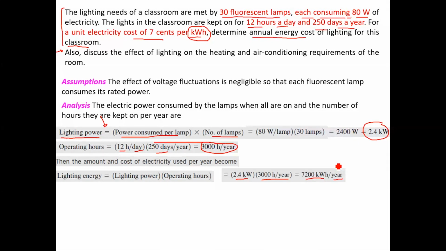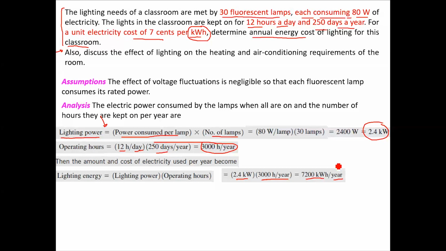Now, if I have to determine the energy cost, it's very simple and basic maths, but how would you do that? So you will multiply it with 7 cents per kilowatt hour, so you have 7200 into 7. Very good. Simple enough.